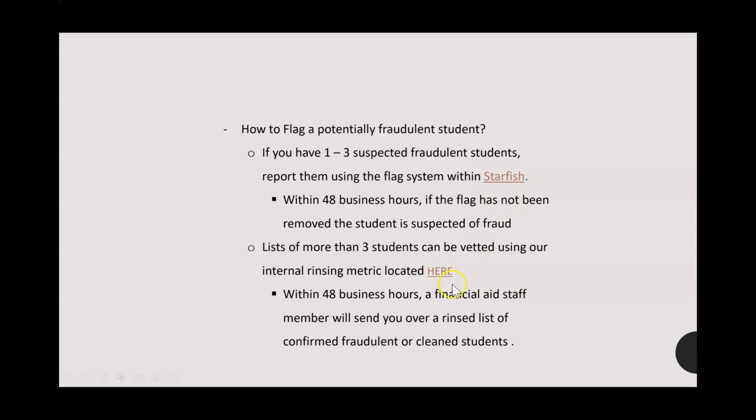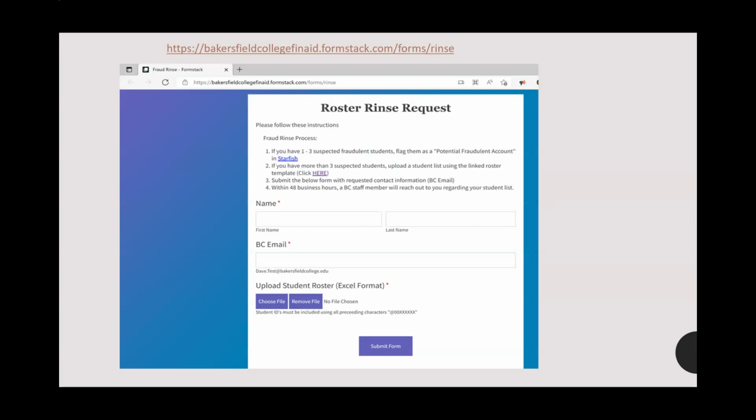The other way is that you can do a rinse list, which I'm going to show you a little closer. This is the list if you have more than one roster with more than 3 students per roster. So when you go to that email and click on that link, this is what you'll pull up. Again, the link is up here if you need to spell it out. Here again are the 2 options. If you have 3 or fewer students, you're going to go to Starfish instead, or you're going to submit here, and that's it.